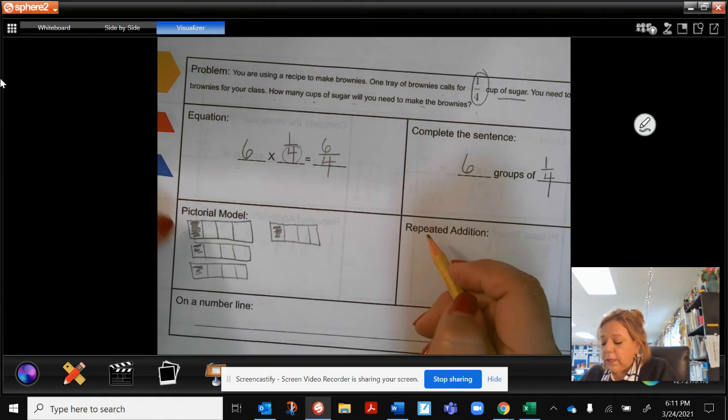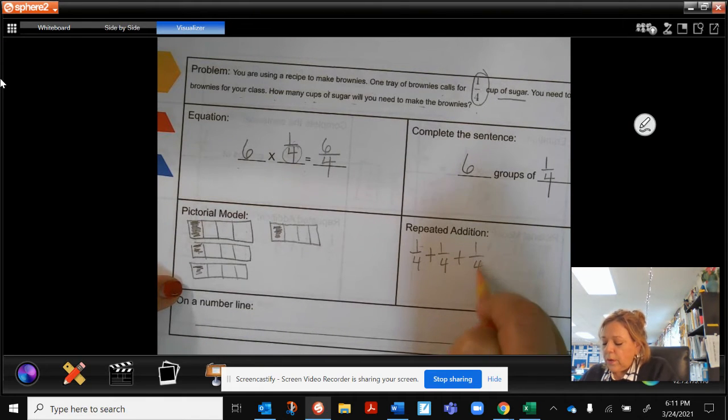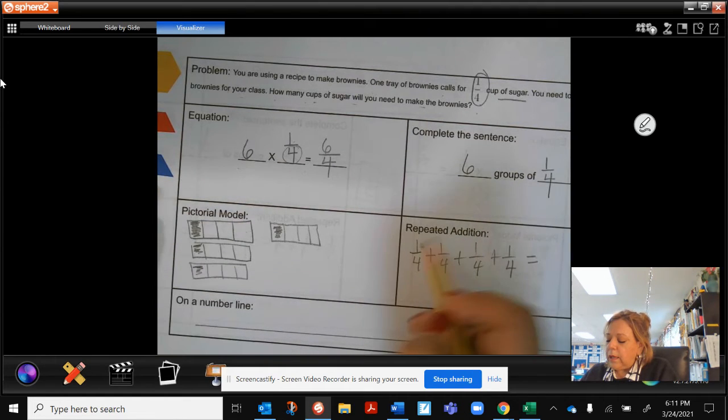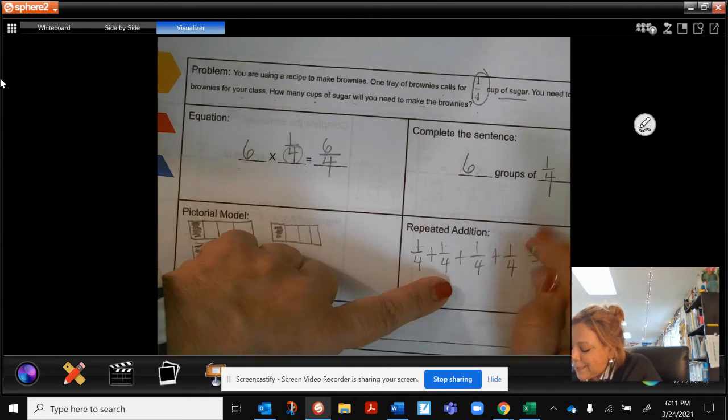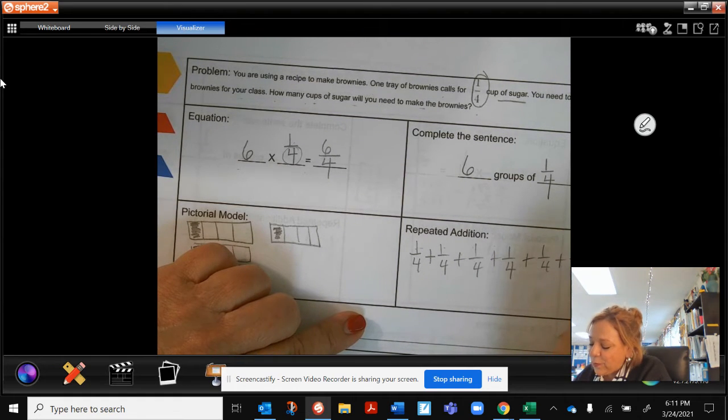Now I'm going to do repeated addition. So I have 1/4 plus 1/4 plus 1/4 plus 1/4. That equals 1, 2, 3, 4. Oh, I didn't do enough, because that's making 1 whole. 1/4 and 1/4. Now do I have 6/4? 1, 2, 3, 4, 5, 6. Yep, now I have 6/4.